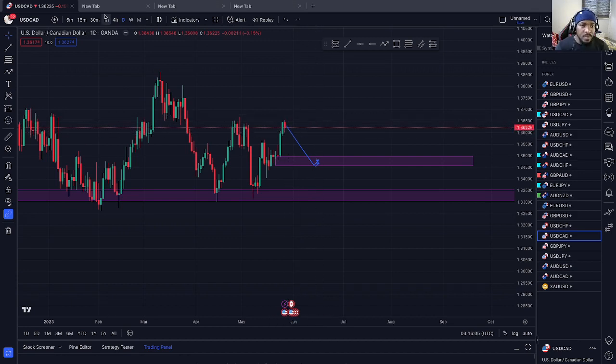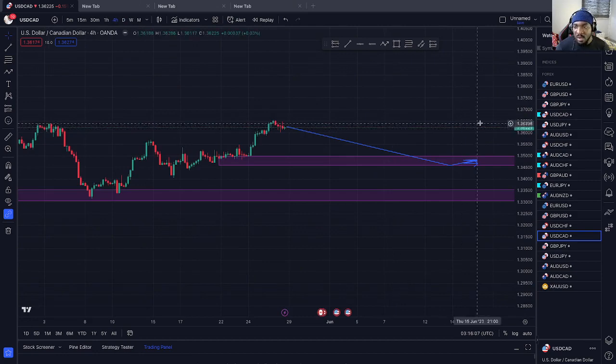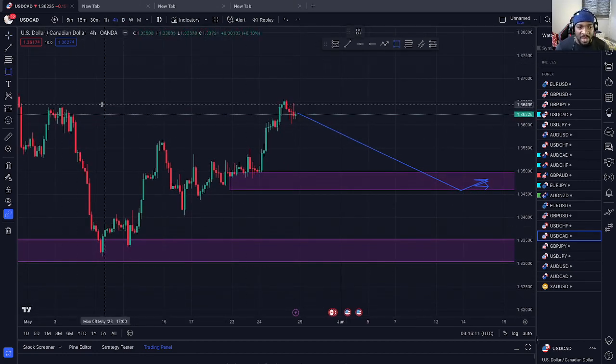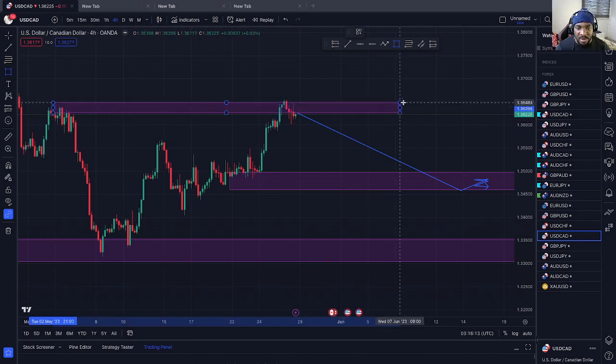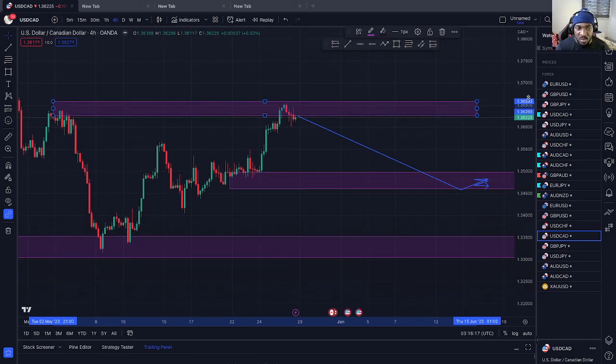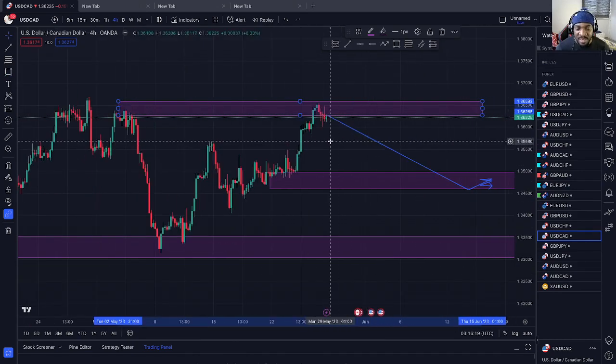So going to our 4 hours, all I'm going to be doing is looking for an area to be able to sell this market around here. I'll be posting a video this week on how you can get an entry.